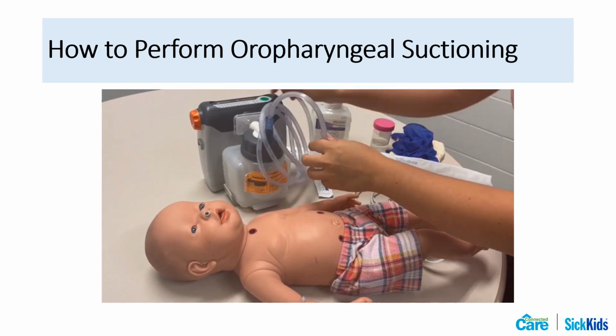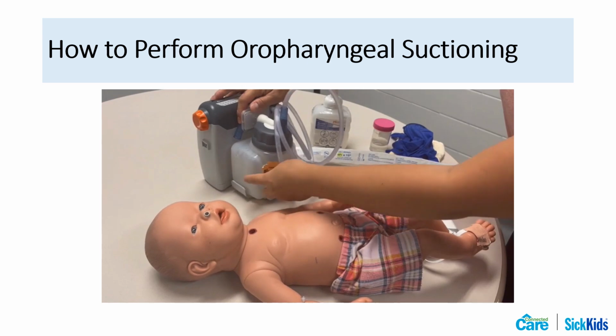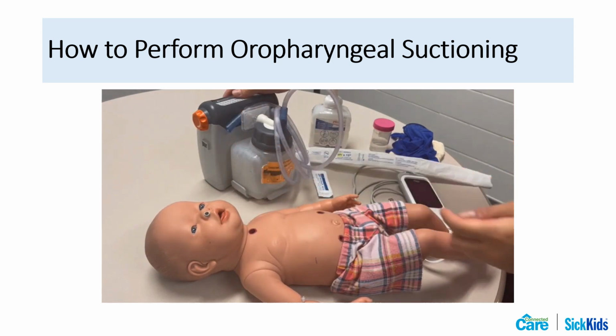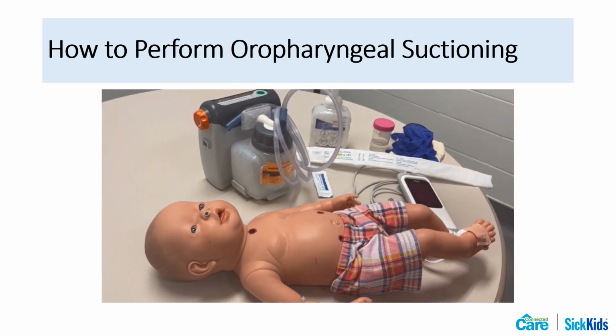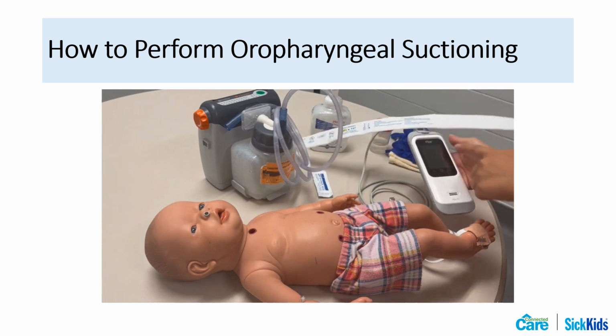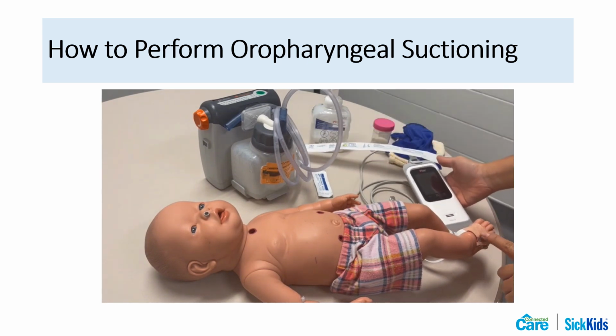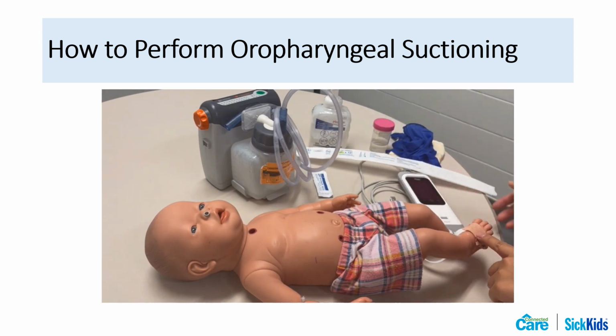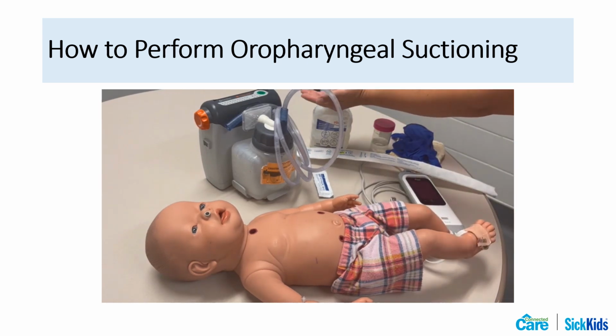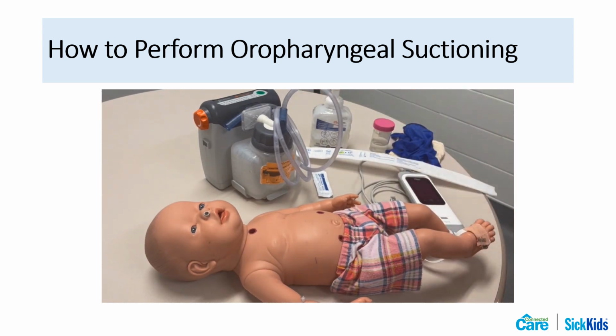Make sure the tubing and filters are clean and the canister is not overfull. If your child uses an oximeter, make sure it's on and providing an accurate reading. For demonstration purposes, the oximeter will be off. Wash your hands well and wear appropriate PPE. Have oxygen available if prescribed by your child's healthcare team.